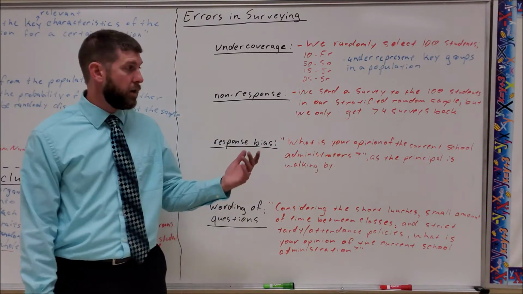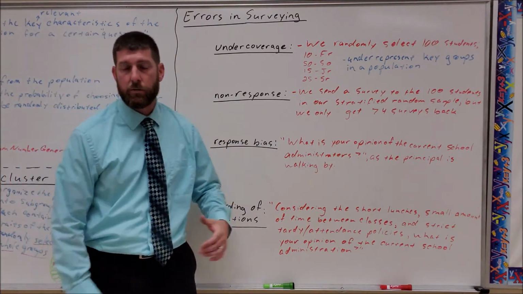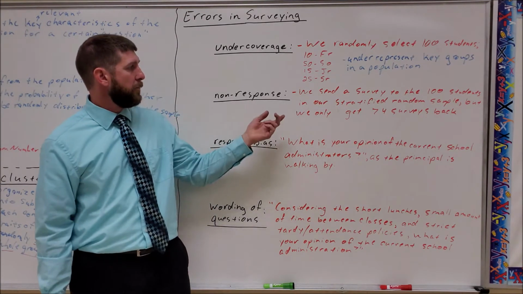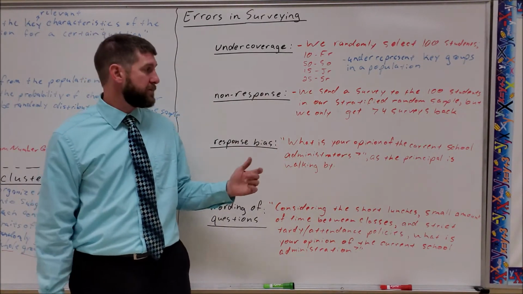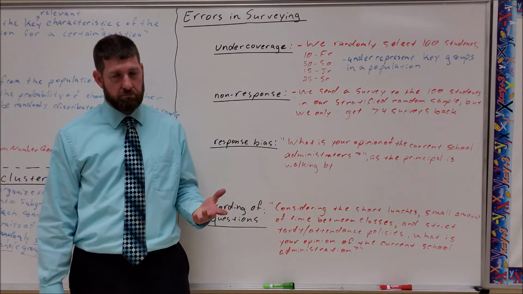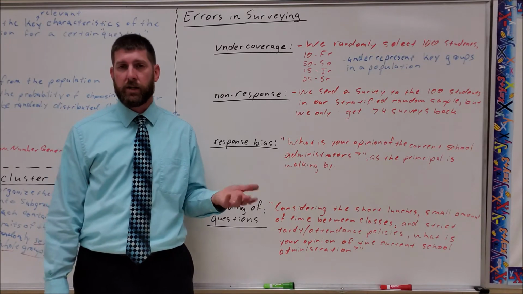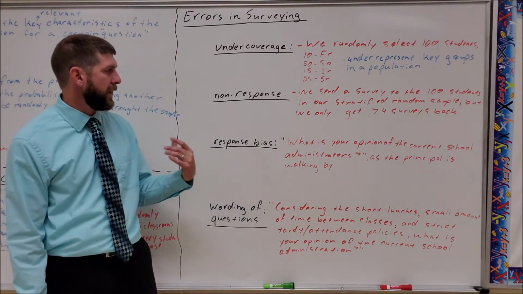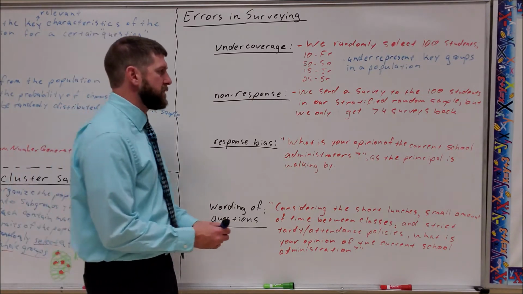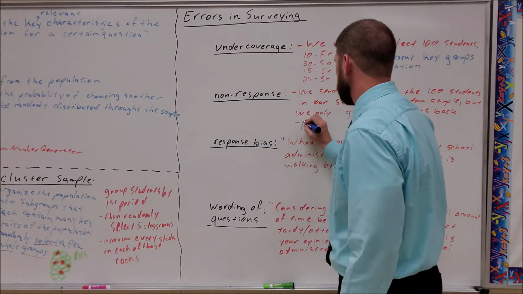So I'll send a survey to 100 students from the stratified random sample. So we made sure to get a good mixture of sophomores, juniors, freshmen, and seniors. And we send out those 100 surveys, but we only got 74 of the surveys back. Okay? We needed 100 to feel like we get a good picture, but we only got 74 of them back. That would be an example of non-response. So non-response is people choose not to participate.